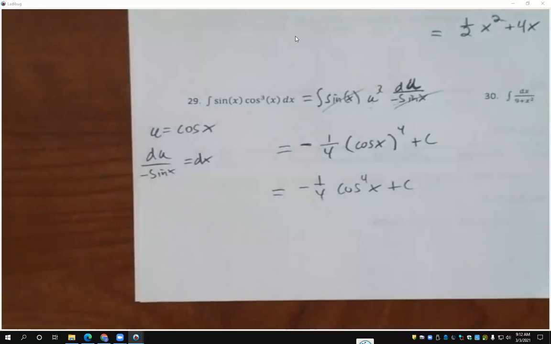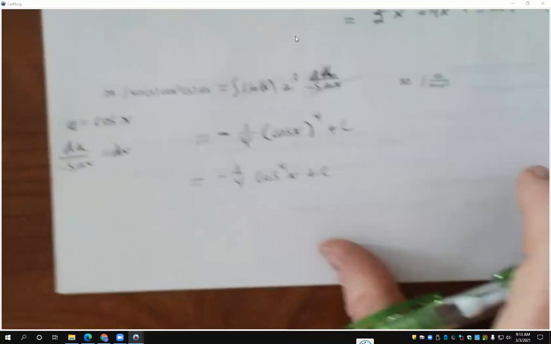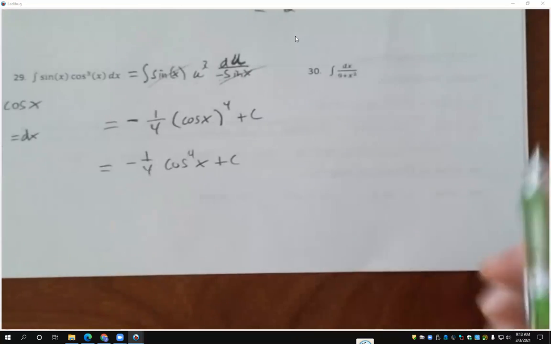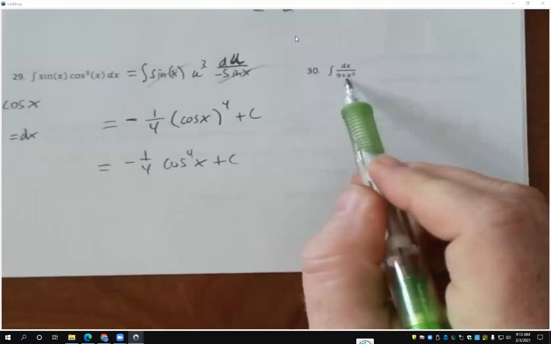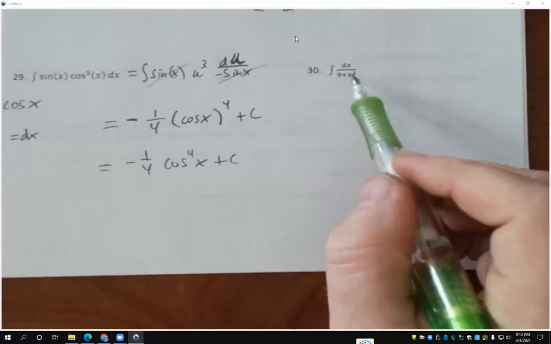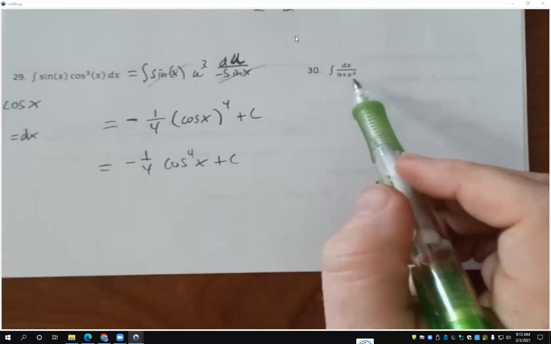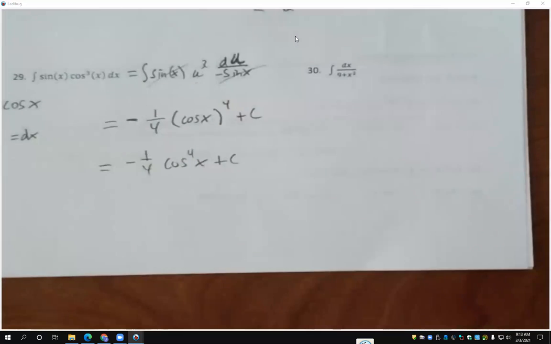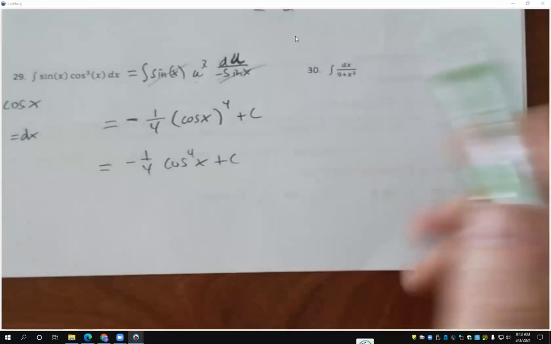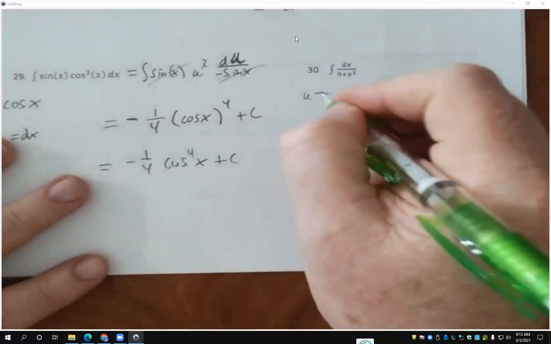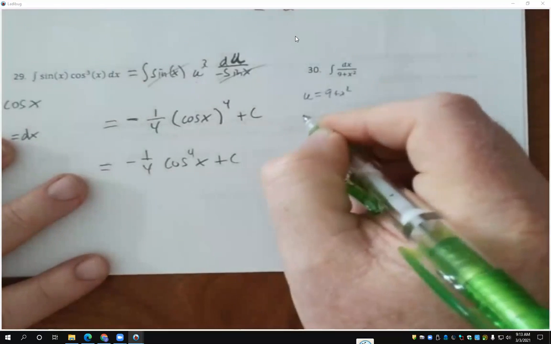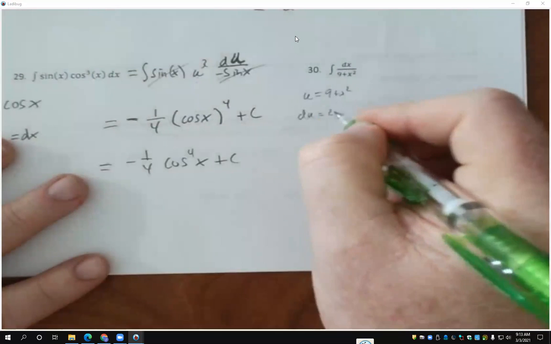All right, next one. Number 30. I recognize that as an a squared plus u squared. Okay. If I just did a u substitution and I made u 9 plus x squared, okay, don't write this down, but if I did this, then du is going to be 2x dx.